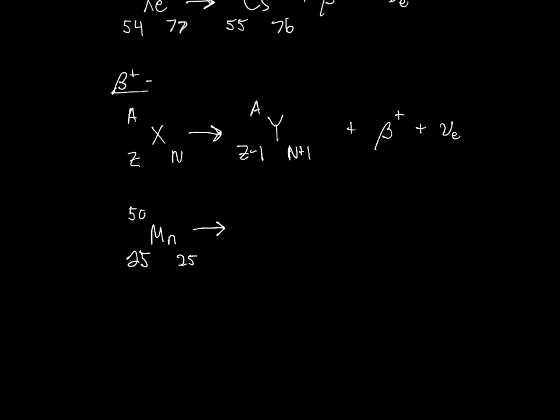So what is it going to become? A stays the same. What does my atomic number change to? What does Z change to? 25 minus 1, I go to 24. What happens to N, number of neutrons? Goes to 26. What's my symbol that goes in there? What's the symbol for 24? Cr, which is chromium, plus a beta positive, plus a neutrino.